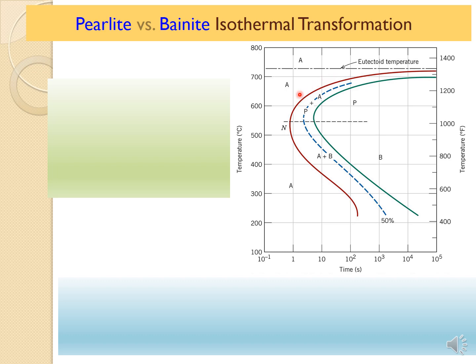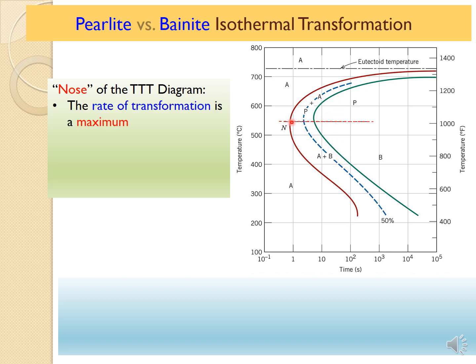Well, if you take a look at this TTT diagram, it forms a C shape. So all three curves are C-shaped and have a nose at point N. Again, this point N is referred to as the nose of the TTT diagram. And at the nose, the rate of transformation is a maximum. The rate of transformation is the slope at any given point on the TTT diagram. So now you can see the rate of transformation at point N is a maximum.